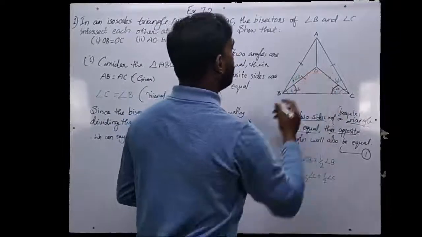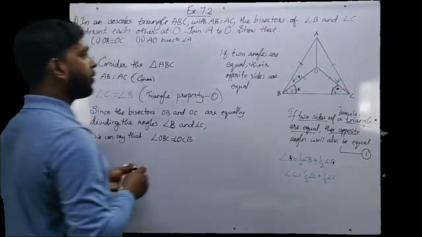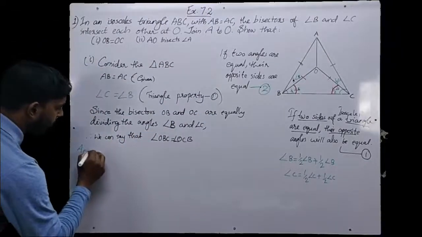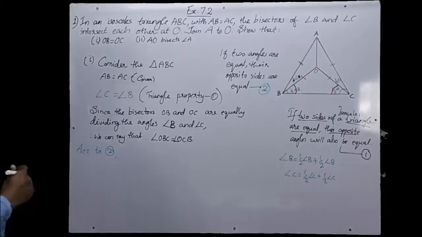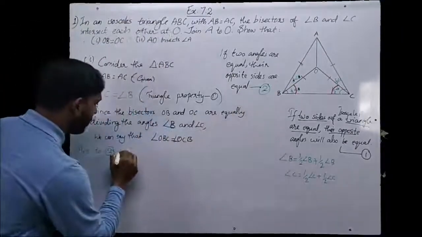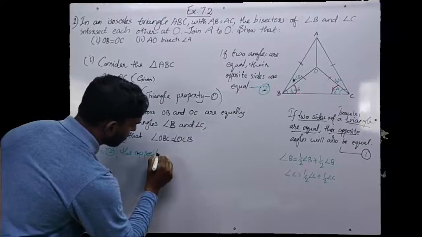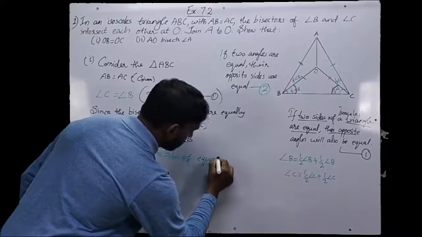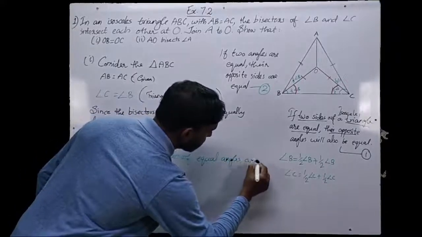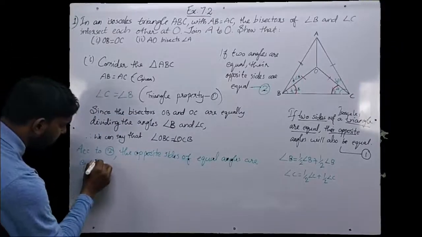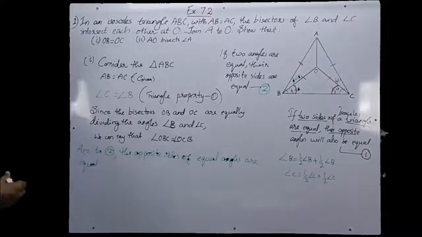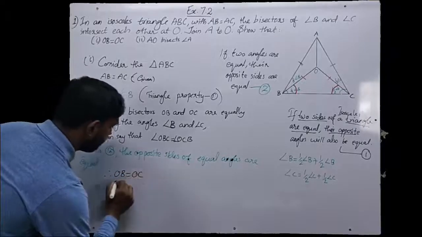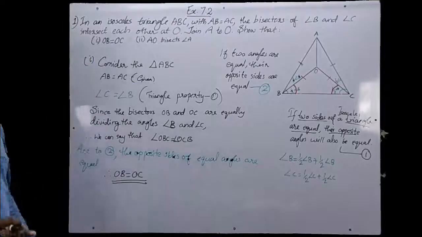That means OB. So let me mention it as: according to equation 2, the opposite sides of equal angles are equal. Therefore we can say that OB is equal to OC. So that's what we have to prove. We have already now proved it.